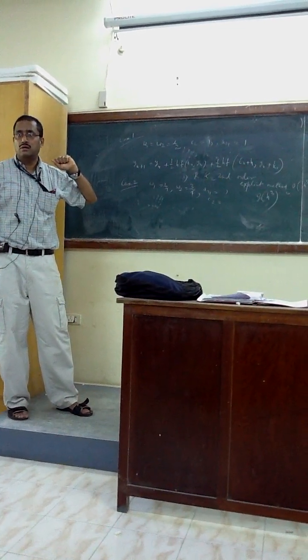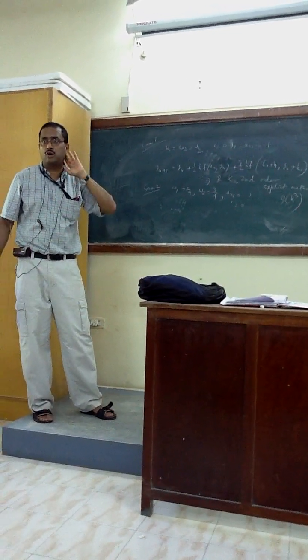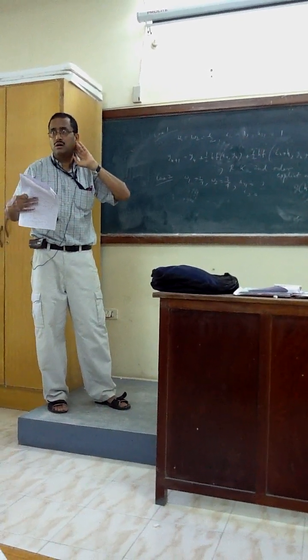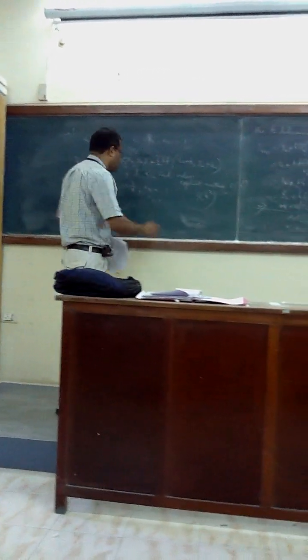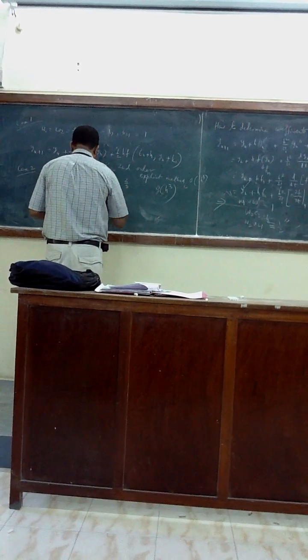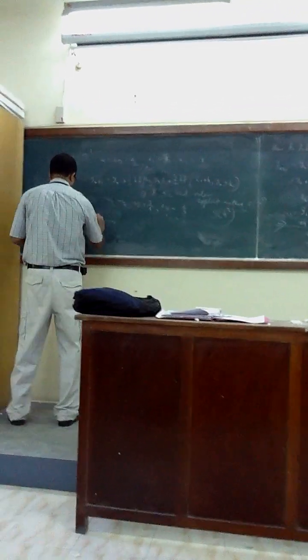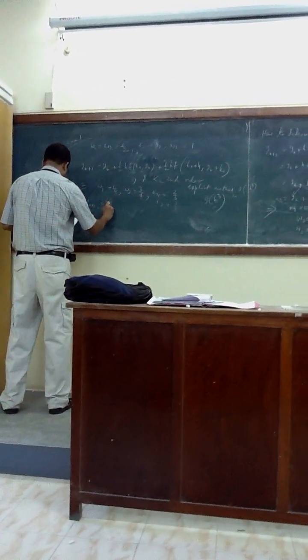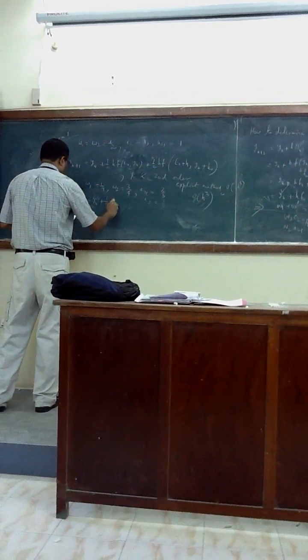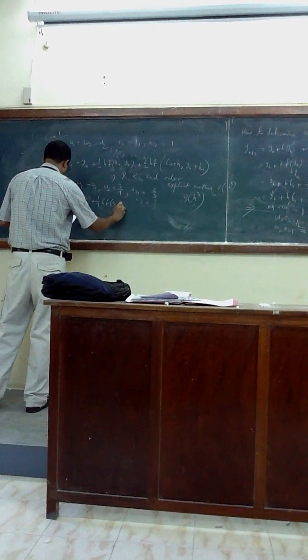C2 is 2 by 3. What is your algorithm? Yn plus 1 equals Yn plus 1 by 4 hF(tn, Yn) plus 3 by 4 hF(tn plus 2 third h, Yn plus 2 third K1).